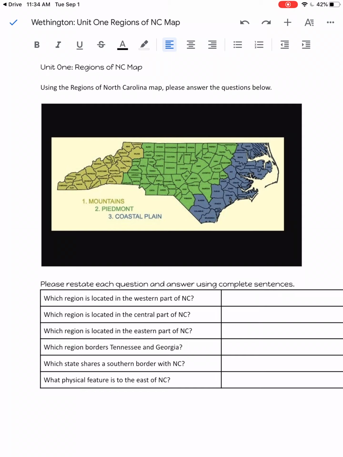So now that we've talked about it, what I need you to do is go in and answer the questions below. You will restate each question and answer using complete sentences. If you are unsure how to restate the question, for the first question, which region is located in the western part of North Carolina, you would say, the region located in the western part of North Carolina is, and then whatever region it is. Obviously, it's the mountain region.